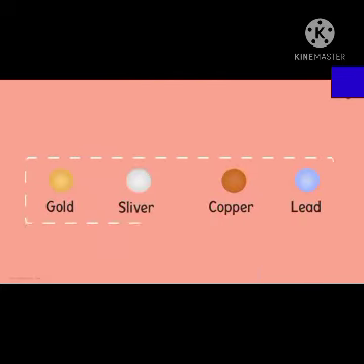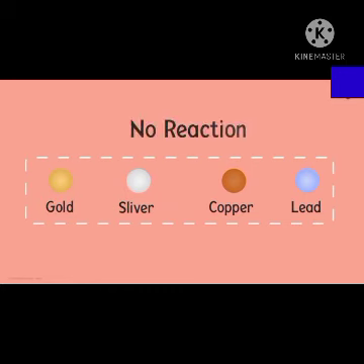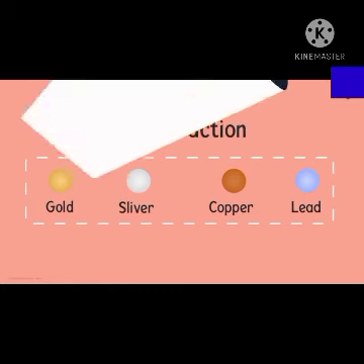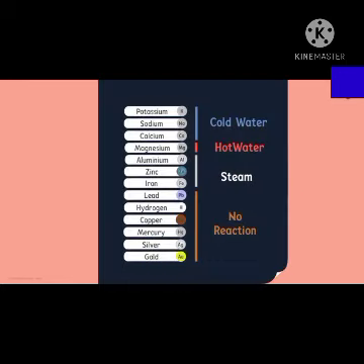And the other metals like lead, copper, silver and gold don't react with water at all. Now let's see reaction of metals with acid. In earlier chapters, we have studied reaction of metal with acid. There are many metals which react with dilute acid and they produce hydrogen gas.